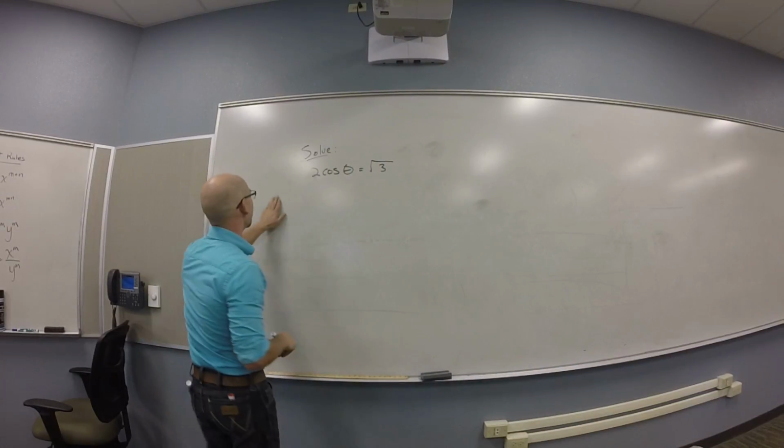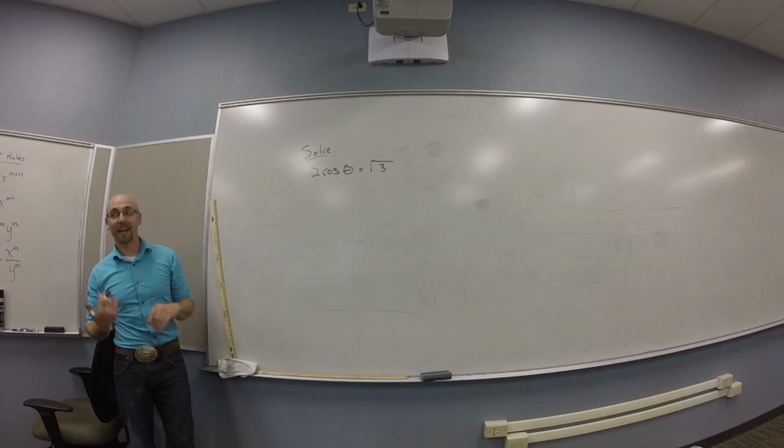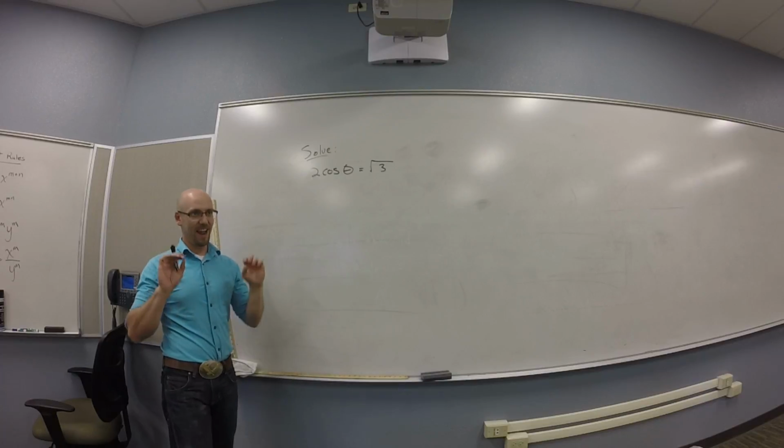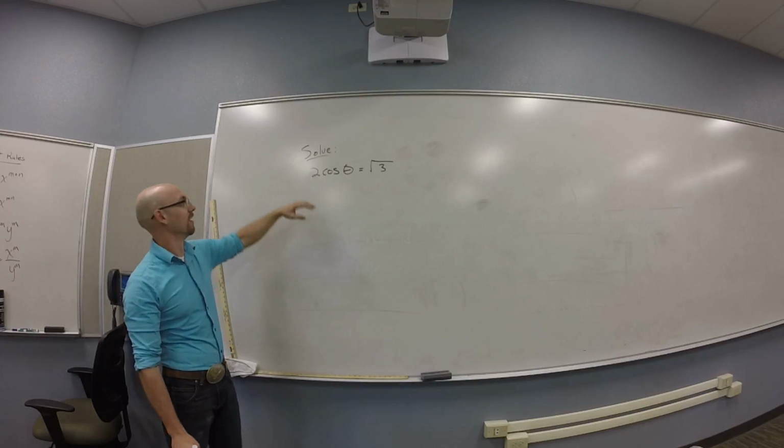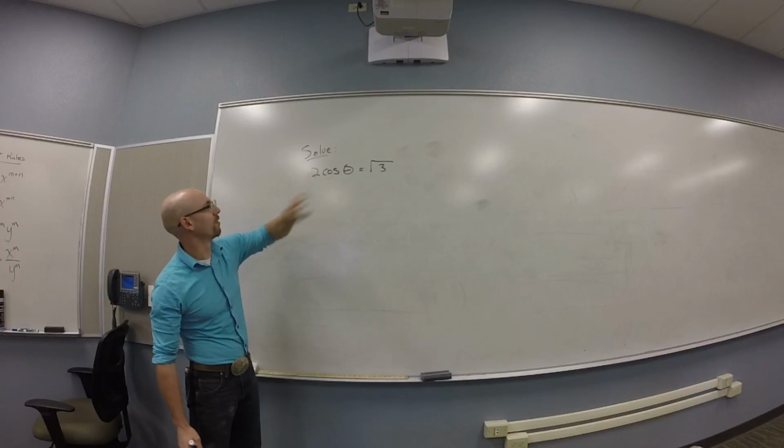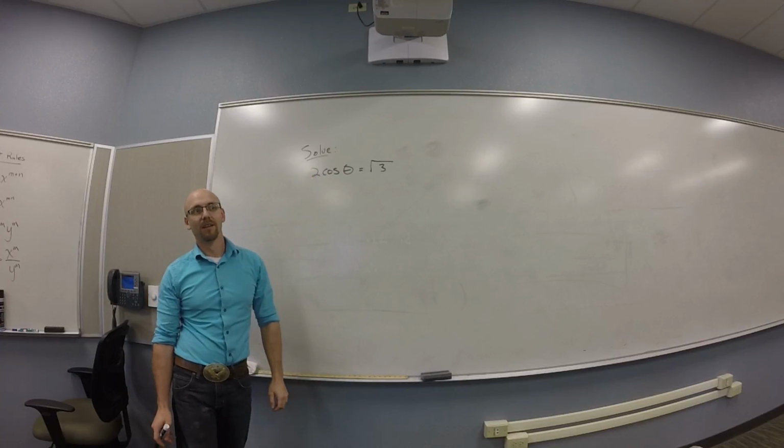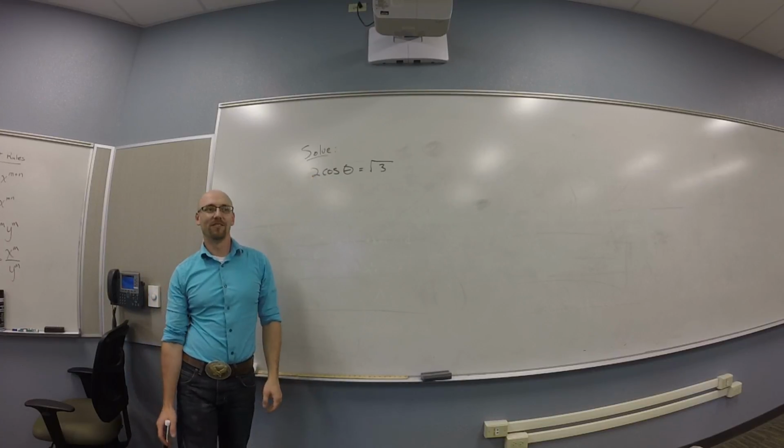Okay, so let's try to solve a trig equation quick, because there are hang-ups and we should be aware of them. So let's say we want to solve 2 cosine of theta equals square root of 3. How many solutions is this going to have?